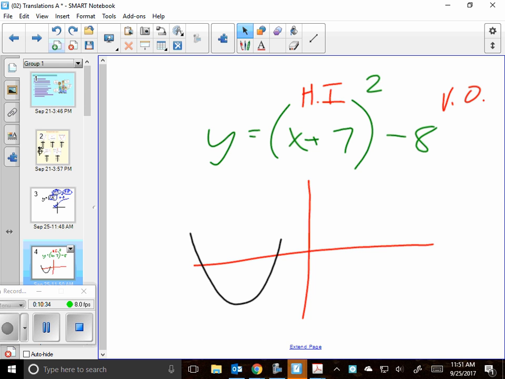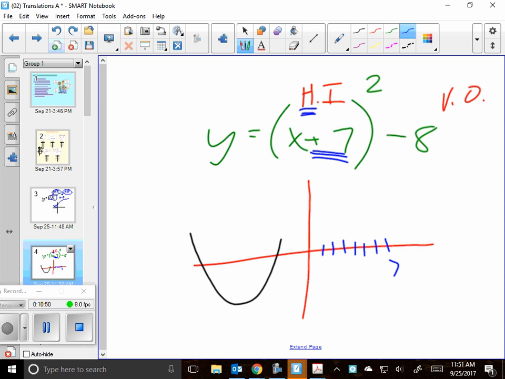So, anyway, the hi-vo is reminding you that it's horizontal on the inside. I'm reminding you that it's opposite of what you'd think. That should say to you, where's 7 on the x?